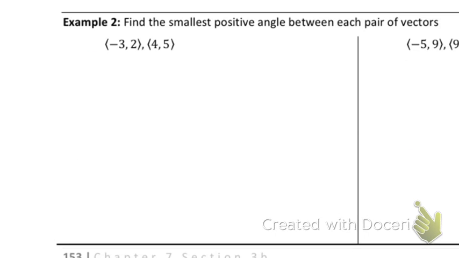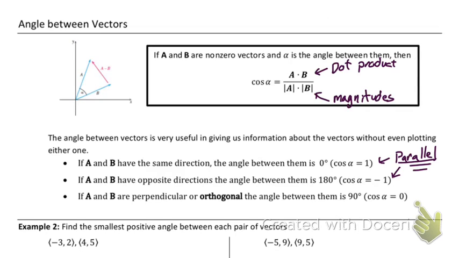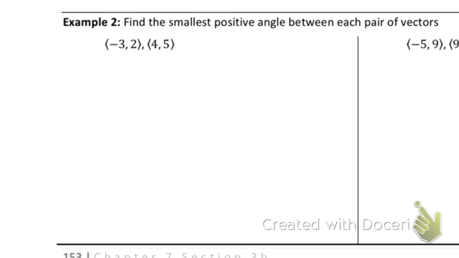All right, let's do an example really quick. Find the smallest positive angle between each pair of vectors. There's multiple ways to do this, and multiple ways to break it apart. What I usually do is I say, I'm multiplying magnitudes on the bottom, so I'm going to find my magnitudes first, and then plug them into the equation.